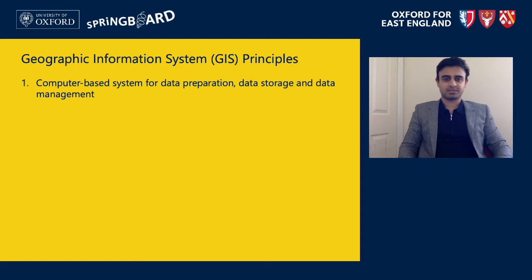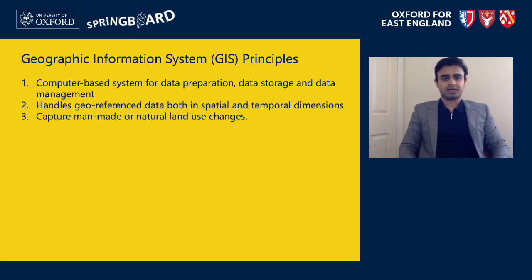GIS simply stands for Geographic Information System, and it's primarily based on a computer, where it manages and can store a lot of data, and it can manipulate that data to provide some meaningful information about the real world. It can also handle georeferenced data. So imagine you have spatial and temporal data. Spatial simply means the area, so you could be looking at a large area over a very large boundary, or you could be looking at a very specific area.